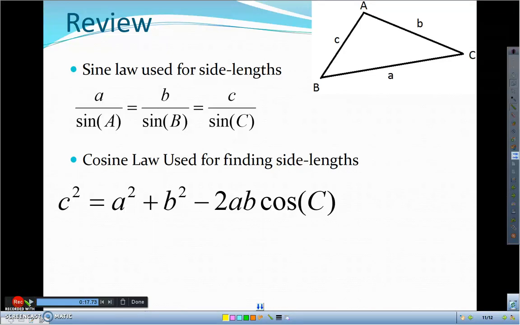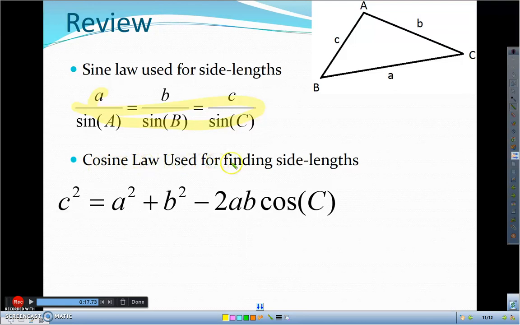Welcome back. Just a quick review of what we learned over the last few lessons. We've learned sine law, which is used for finding side lengths using this formula, where the side length over the sine of the angle across from it is equal for each side. So side A over sine of angle A is equal to side length B over sine of angle B is equal to side C divided by sine of angle C.